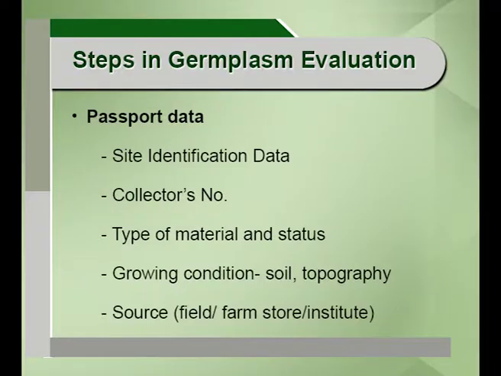And this particular passport data also includes the collector's number. Further, the type of material they will be collecting. For example, it can be a population. A population can be of a cross-pollinated crop, or it can be a pure line. So whether it is a pure line or a population, that has to be mentioned properly. Because what is a pure line? A pure line is the progeny of a single fertilized, self-pollinated plant. So we have to find out whether it is a pure line or a population, and that also has to be mentioned clearly.